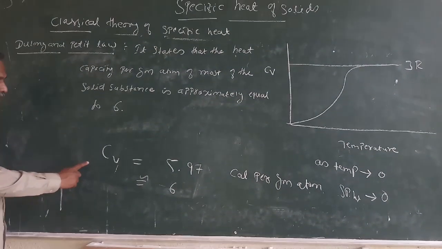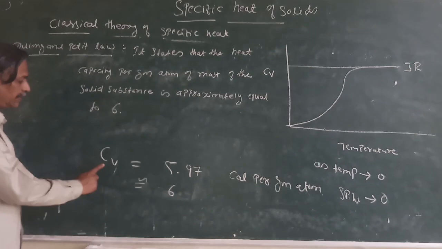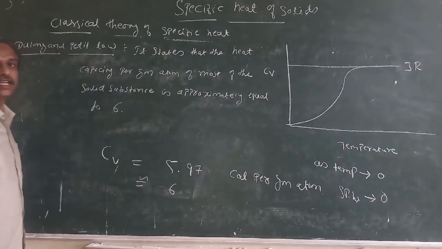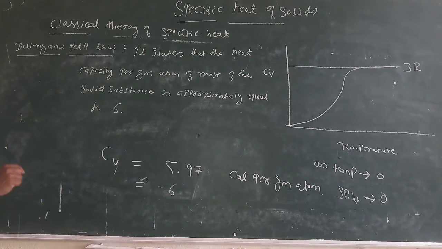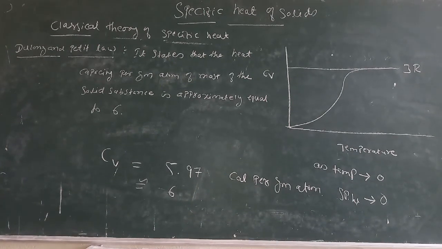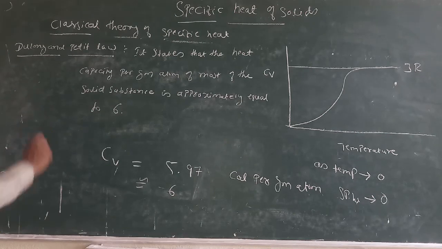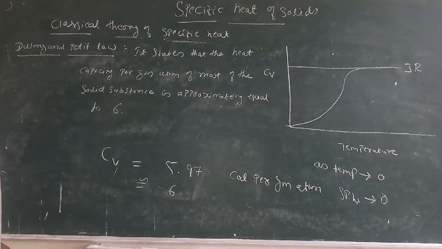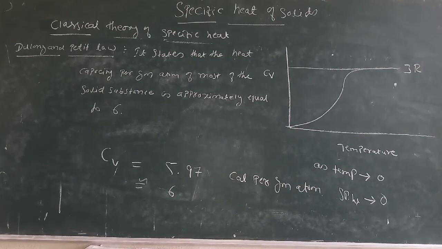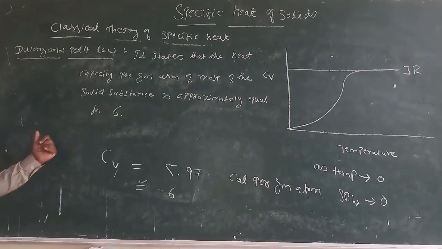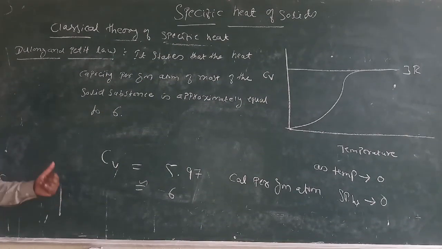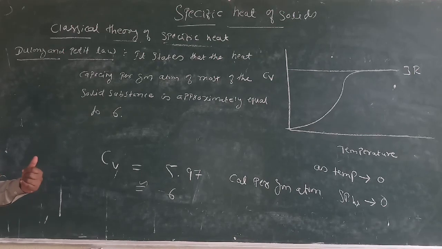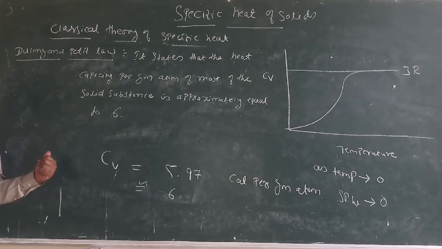From classical theory, we have derived that the specific heat at constant volume is equal to 5.97, which is approximately equal to 6. So from here we define the Dulong and Petit law. The Dulong and Petit law states that the heat capacity per gram atom of most solid substances is approximately equal to 6. This is the Dulong and Petit law. This definition has been repeatedly asked for 2 years in question papers from Gulbarga University, Gulbarga, for 1 mark.